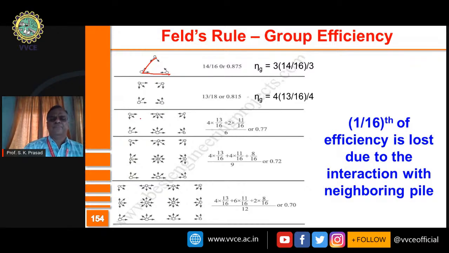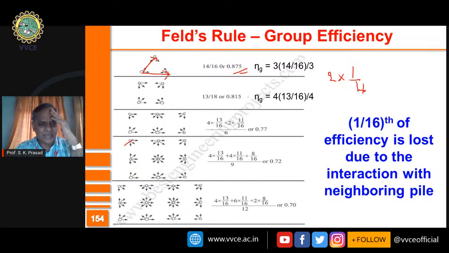Therefore, this is one pile which is affecting, this is the second pile which is affecting. So there are 2 such piles which are affecting, and each effect is 1/16th. So you're going to take only 14/16. There are 3 piles both at numerator and denominator, and hence efficiency is determined.